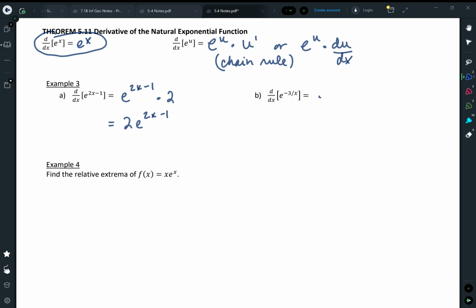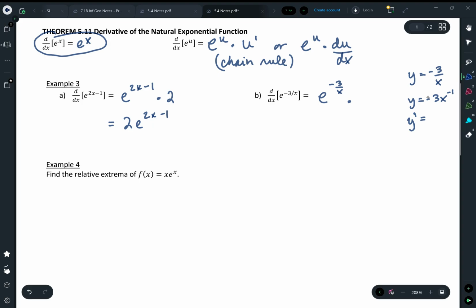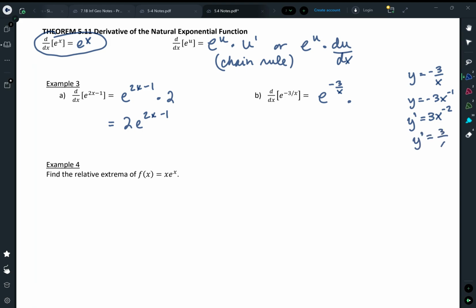I would just write this as e to the negative 3 over x power times, and then I'd have to figure out the derivative of that. For this one, I might kind of go off over here on the side and think about that derivative. Let's see. This is negative 3 times x to the negative 1 power. So if I take my derivative, negative 1 times negative 3 is 3. And now I have a negative 2 power. So y prime is 3 over x squared.